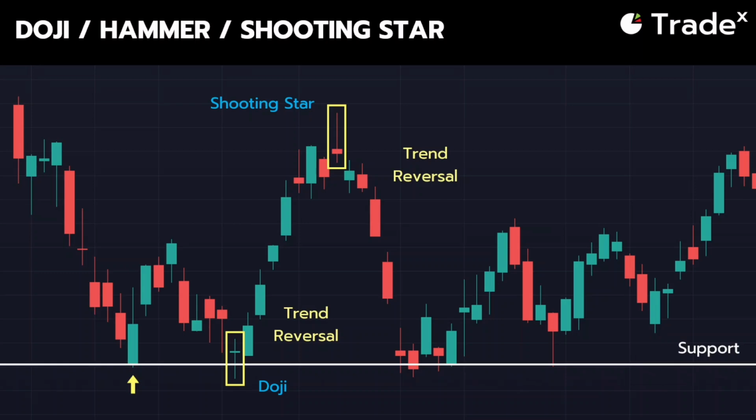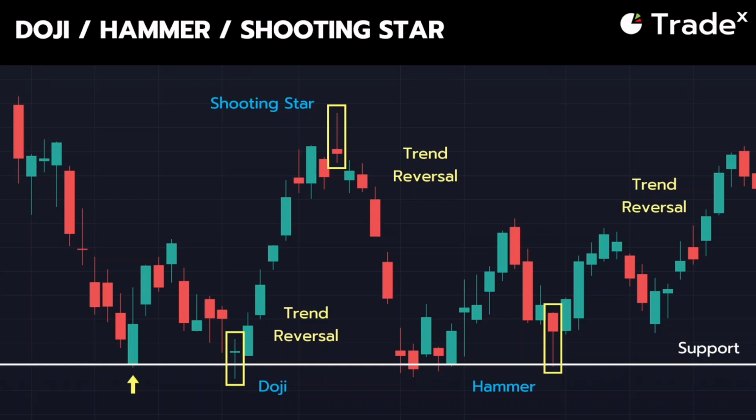The price then retraces to the support level twice more. On the final touch, it forms a hammer with a long lower wick. This pattern shows that while the price initially dropped, buyers stepped in and pushed it back up, signaling potential buying pressure and a possible reversal.